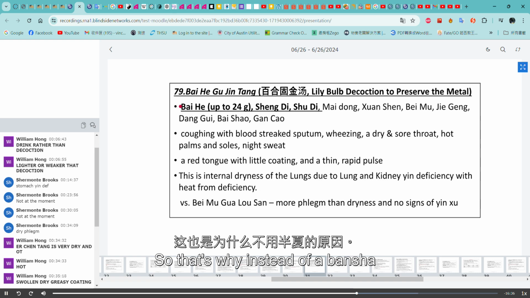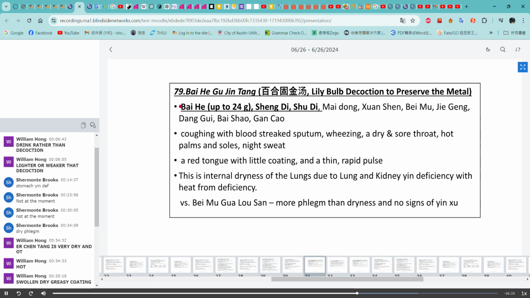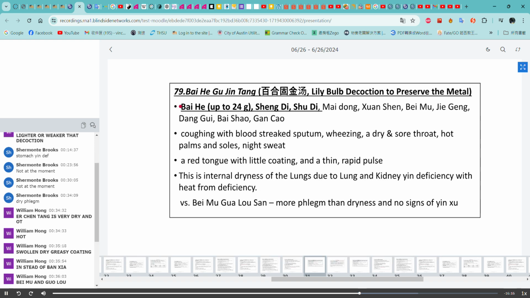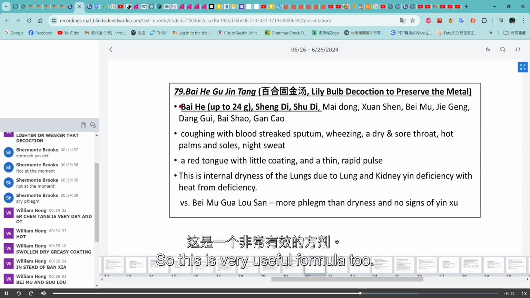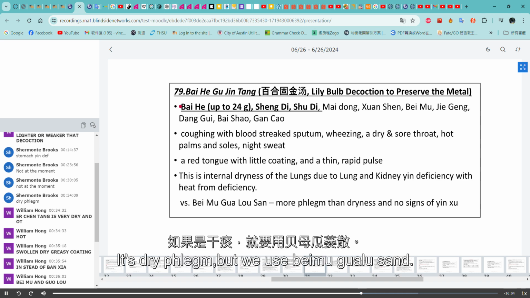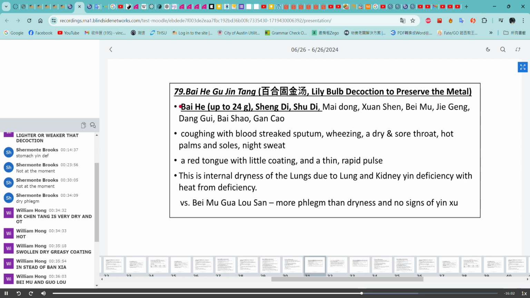So that's why instead of Bansha, they substitute more moisturizing and cool herbs like Beimu and Gualo, so they named it Beimugualosan. This is a very useful formula too for phlegm patients. If we have wet phlegm, we use urchin tongue. If it's dry phlegm, you use Beimugualosan. Okay.